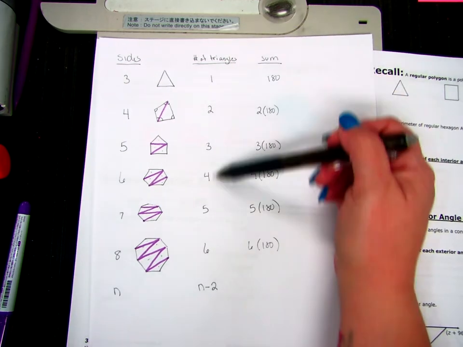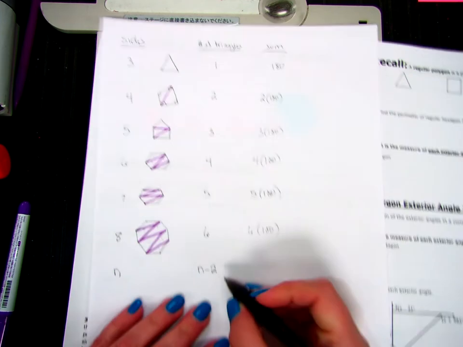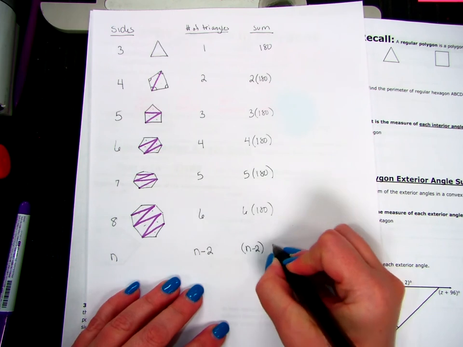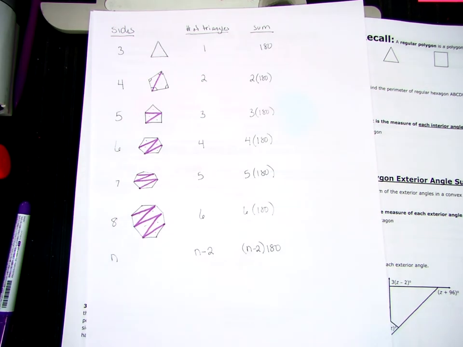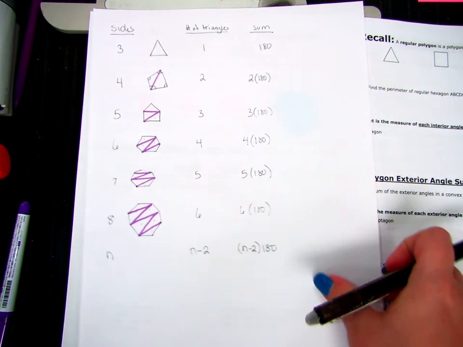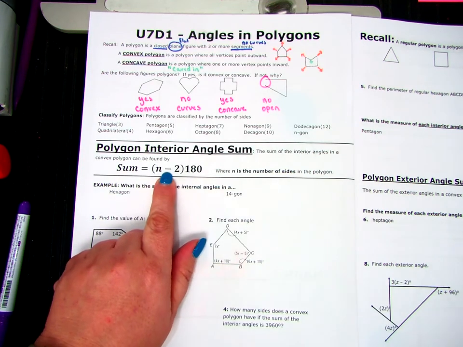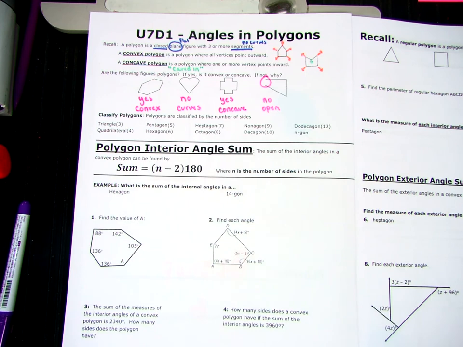And then what am I doing with that number of triangles? I'm multiplying it by 180. If I take the number of triangles and multiply it by 180, that's going to give me the sum of the angles inside that shape. Look at my formula: n minus 2, the number of sides minus 2, gives me how many triangles I can make, times 180. So that is where the formula comes from.